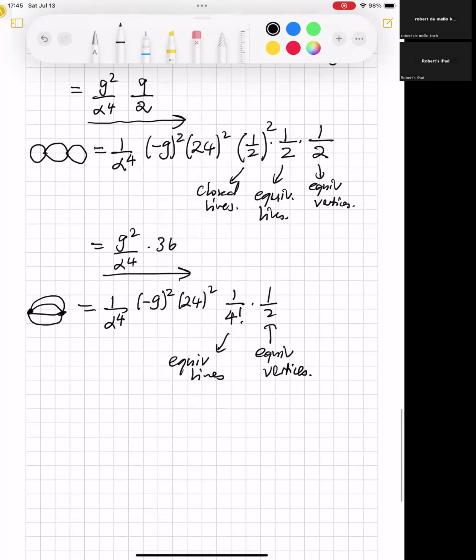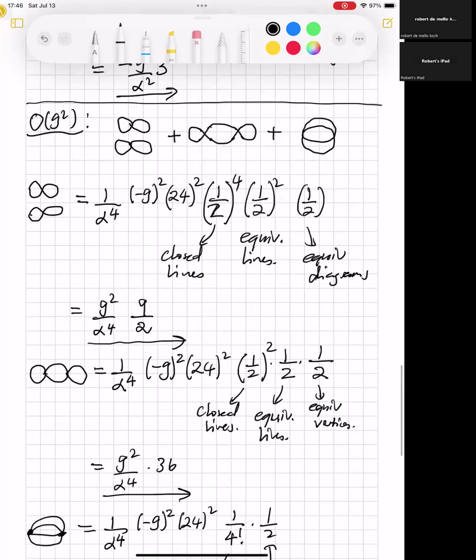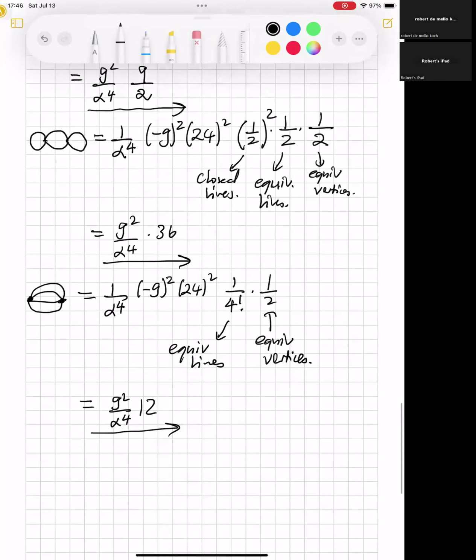Good. So what is this diagram equal to? Well, again, we'll have a g squared over alpha to the 4. And then we've got 24 squared over 4 factorial, which is 24, and 24 divided by 2 is just 12. Good. So we've worked out what these 3 diagrams are. Now let's just add them up.